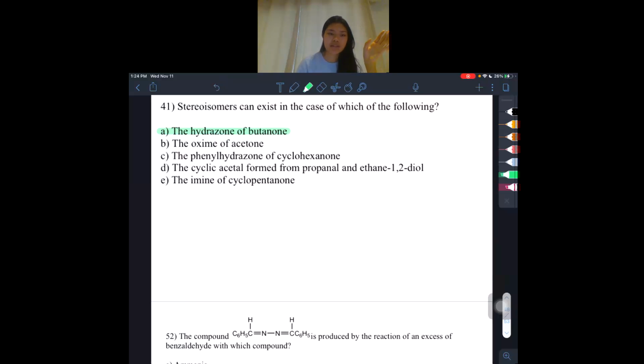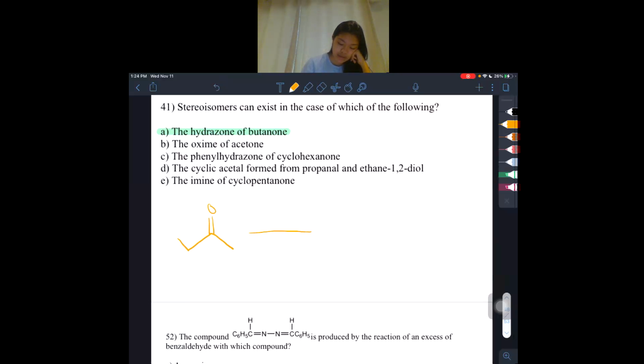This is really weird because it says the hydrazone of a butanone. So what it's asking you to do is draw out a butanone, treat it with a hydrazine, and then get the end product of a hydrazone. So we are going to start out with a butanone. This is how I'm going to draw my butanone. It's just any butane with a ketone on it. And then we are going to be reacting it with H2N-NH2, basically 2 NH2s bonded to each other, and this is our hydrazine.